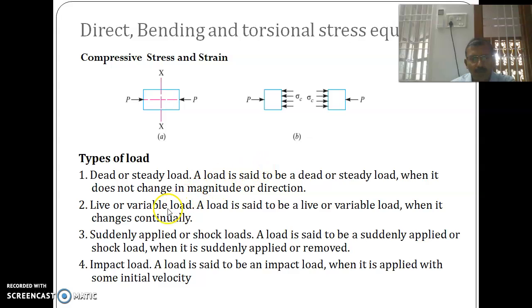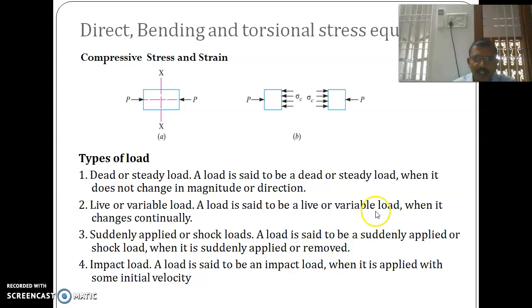Then live or variable load: it changes its magnitude continuously. For example, when the crankshaft of an IC engine rotates, for half of the cycle it is subjected to tensile load and for the remaining half it is subjected to compressive load. So the first half it is tensile, the second half it is compressive. So it is a variable load.